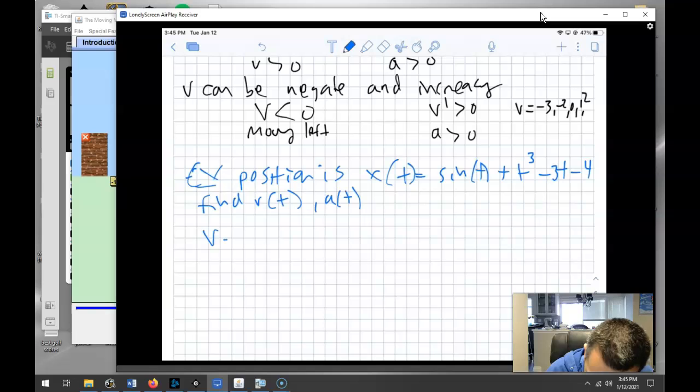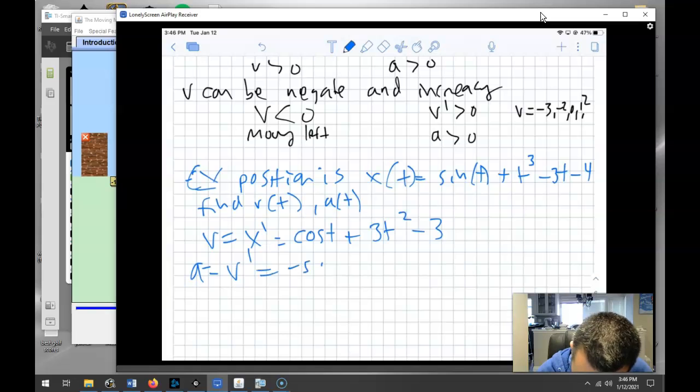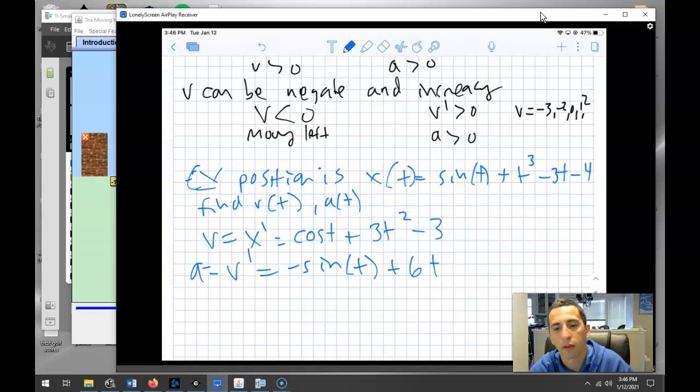My velocity would be the first derivative. So the derivative of sine would be cosine of t, and then plus 3t squared minus 3. And when you go a second step, your acceleration is the derivative of velocity, right? So you take one more derivative. You would just get negative sine of t plus 6t. Anyway, that's what you're doing, you're just taking another derivative there.